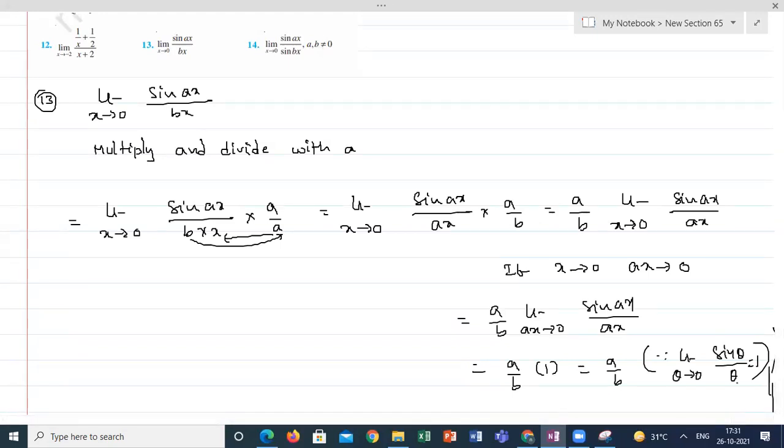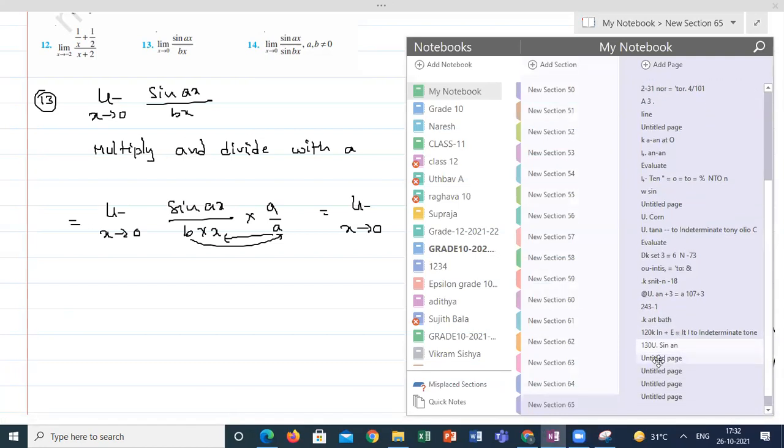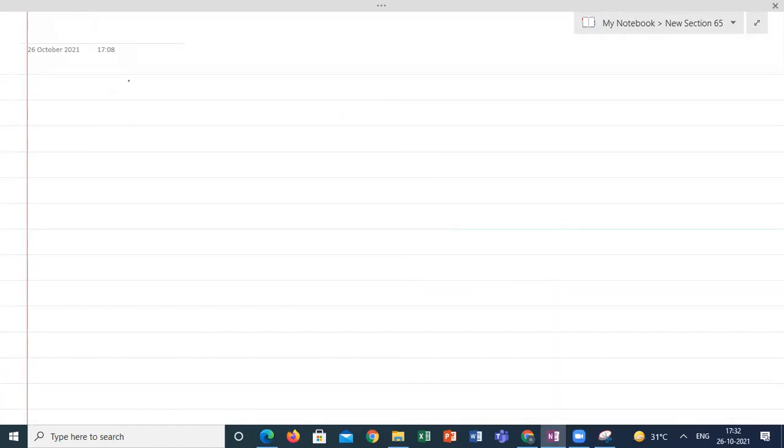What is the answer for question number 14? Anyone got the answer for question number 14? Question number 14 is also a by b. Let's see how it will come a by b. Question number 14. Whenever you are getting the trigonometric ratios, you can follow this strategy. Make it somehow so that its denominator is the same as the angle it is having.